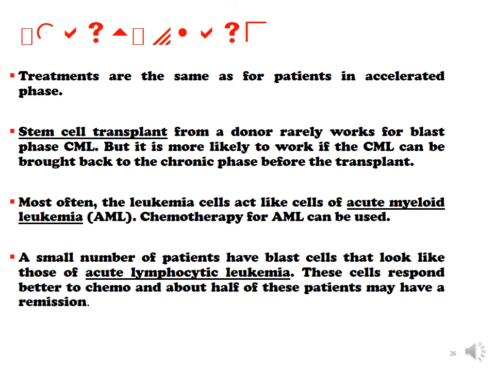If the patient is in blastic crisis, you have to treat the patient as a case of acute leukemia, according to whether it is AML or ALL. So you give the chemotherapy protocol according to the subtype of leukemia, and then you have to consolidate your remission by allogeneic stem cell transplant.